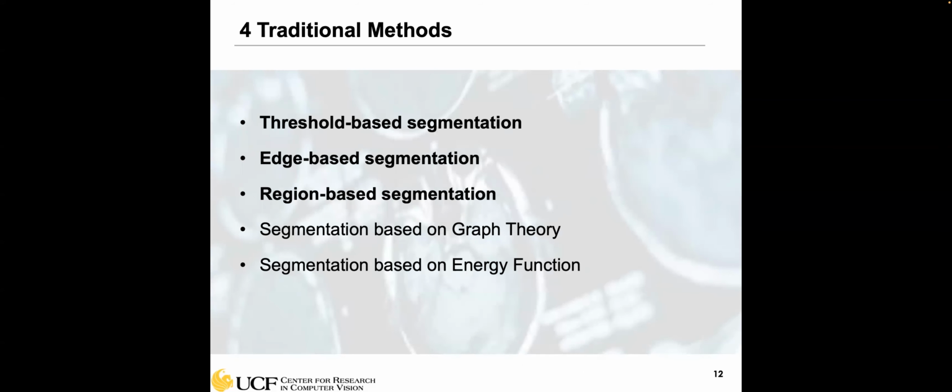So those are just a very brief introduction of some of the very popular datasets. And next we'll talk about some of the traditional methods, before deep learning, so how people were doing this kind of medical image segmentation. We'll just look at several very classic methods for medical image segmentation.